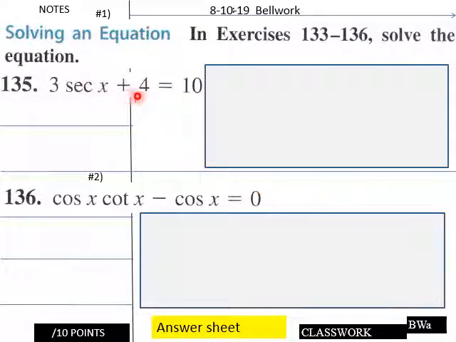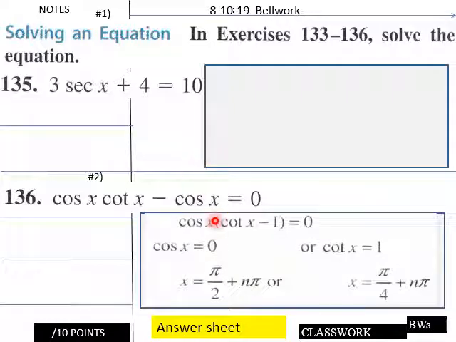3 secant x plus 4 equals 10. But I decided to solve this one first. So we have cosine x cotan x minus cosine x. To do this, you can factor out a cosine x out of both of these terms. And you end up with cosine x times cotan x minus 1 equals 0. So cosine x equals 0, or cotan x equals 1.